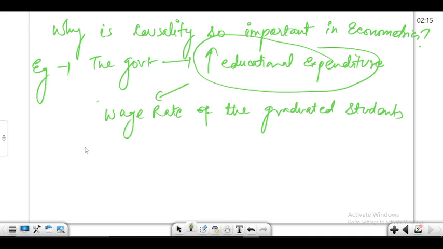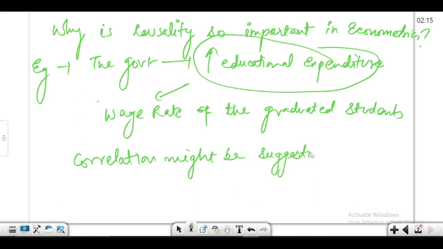While correlation might be suggestive, causality helps us conclude. If we have taken a measure, causality would help us conclude whether the measure that we have taken, and the intent behind the measure, was successful or not. That is explained by causality.